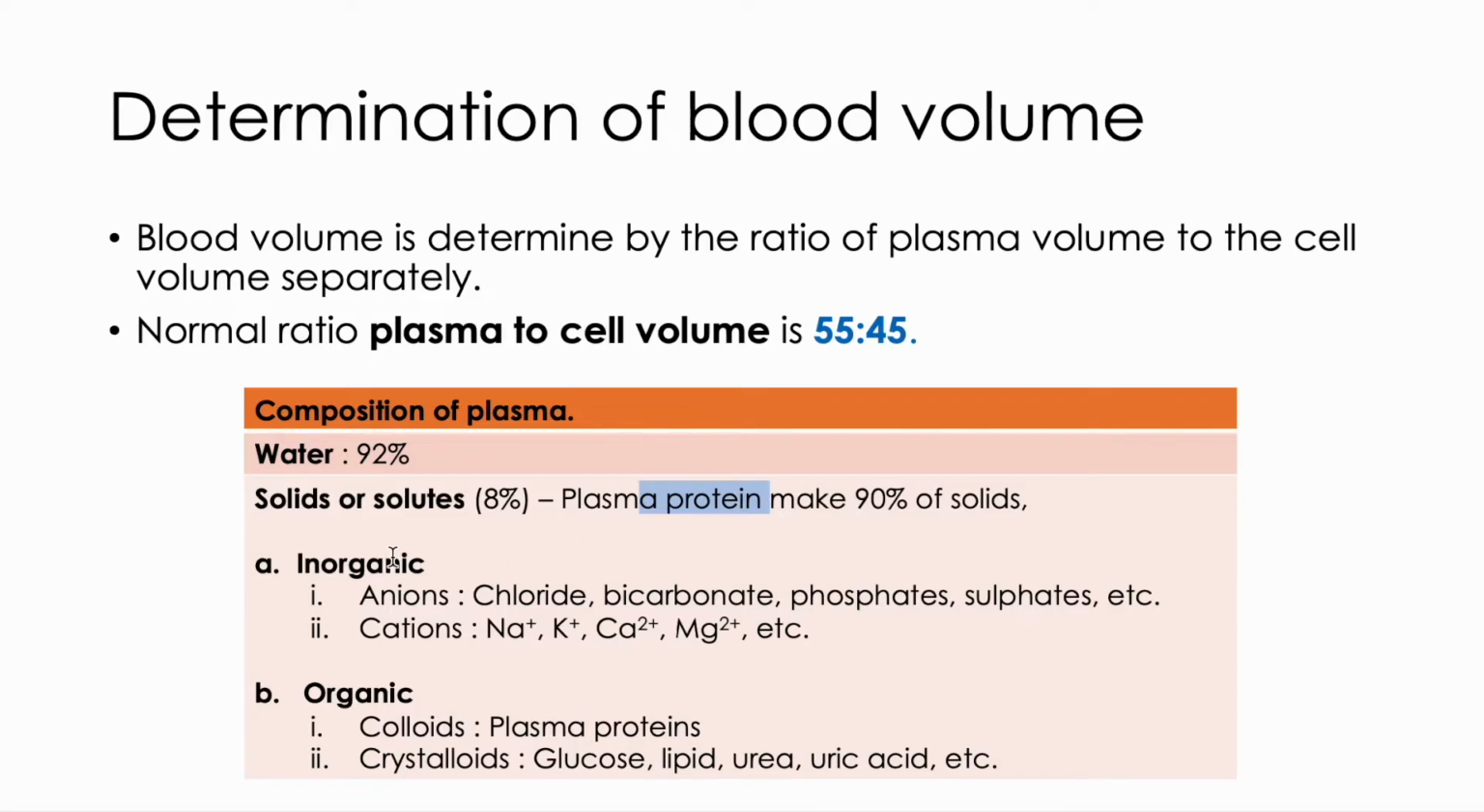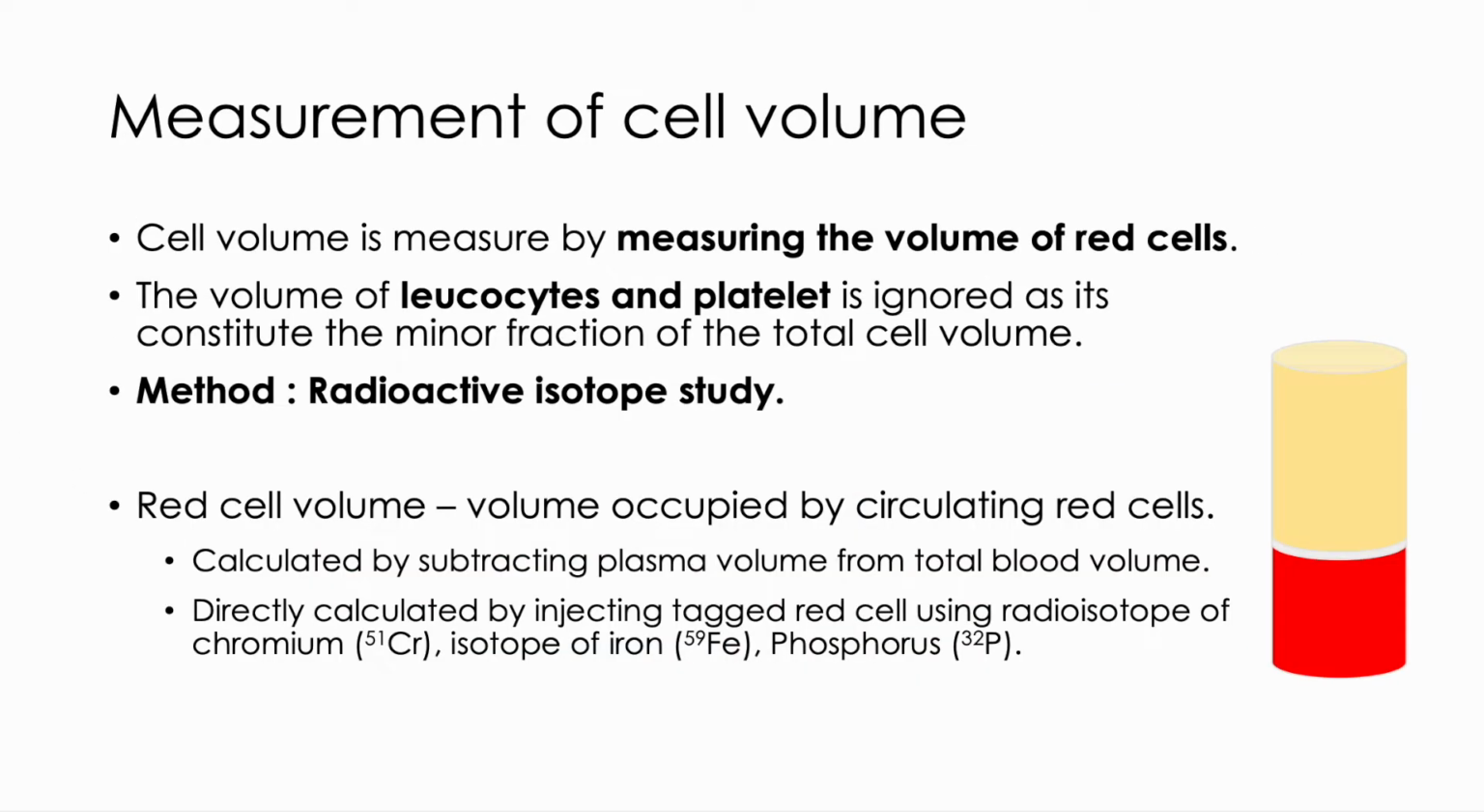So we have inorganic as well as organic solids. Organic are the plasma protein, glucose, lipid, urea, and uric acid, and the inorganic are the ions, also cations. So how do we measure the cell volume inside the whole blood? The volumes of leukocytes and platelets are basically going to be ignored.